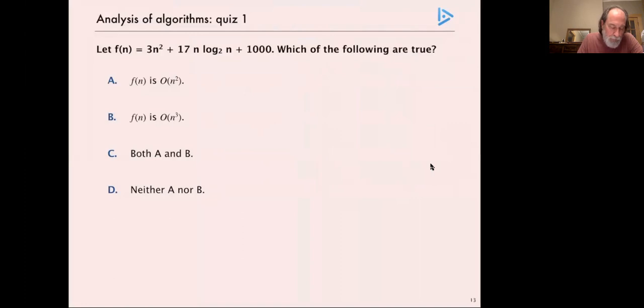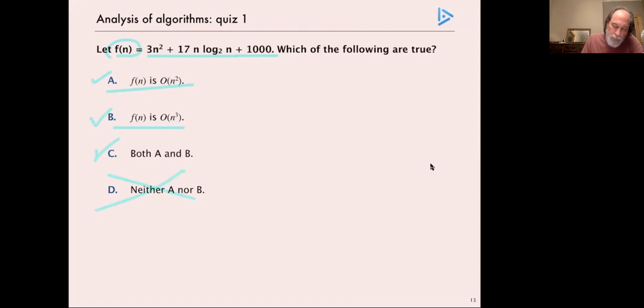Okay, so suppose f of n is 3n squared plus 17n times log base 2 of n plus 1,000. Which of the following is true? F of n is big O of n squared. Yes. F is big O of n cubed. Some people are less sure about this, but the answer is yes. So both A and B. And this is wrong. Why?